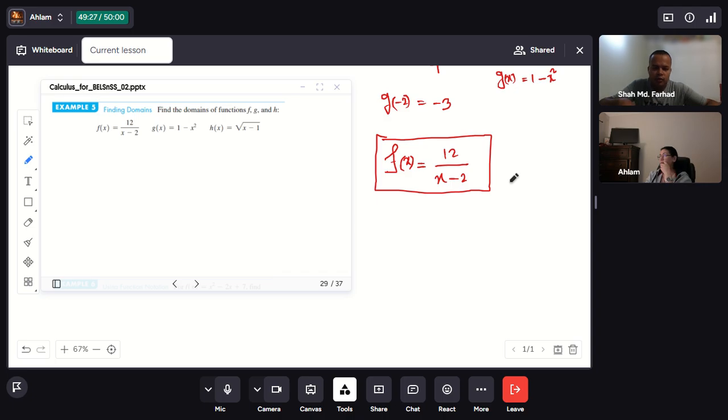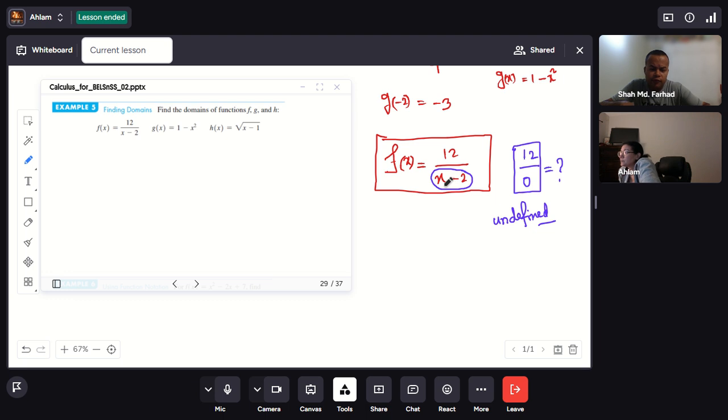Now if we look at the function here, if the denominator gets the value 0, that means 12 by 0. So what will happen here? No, we can't have 0 under something. That means this is called an undefined form.